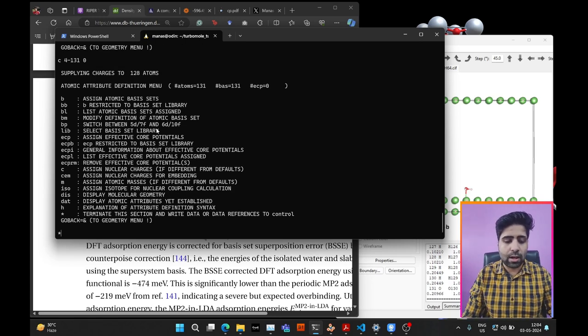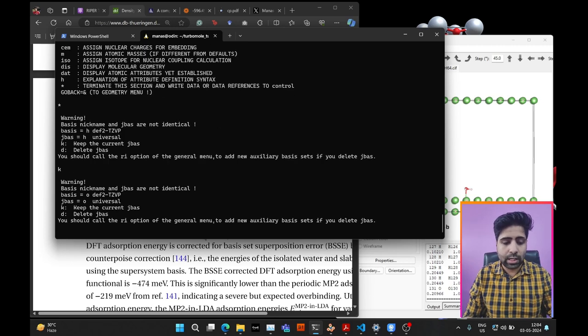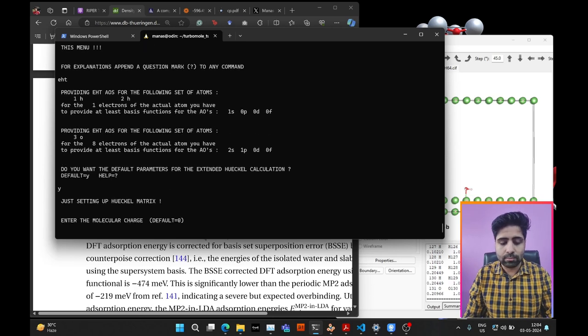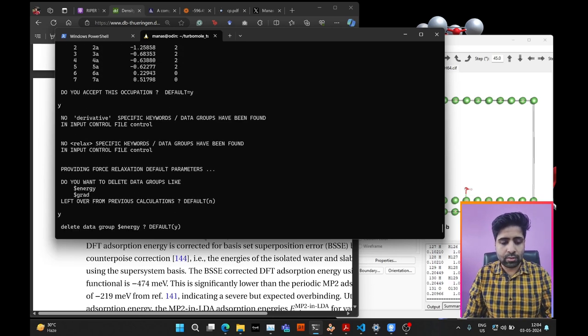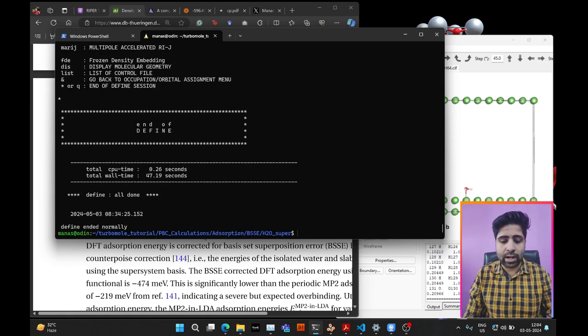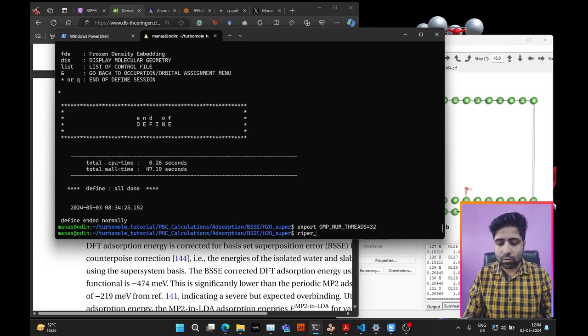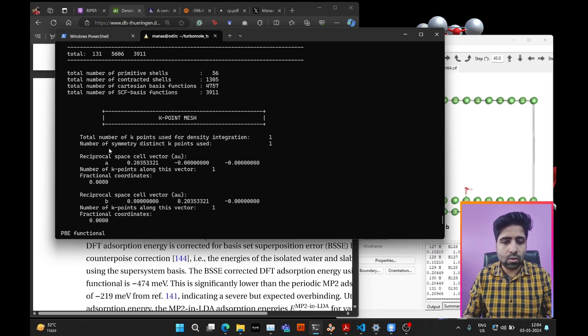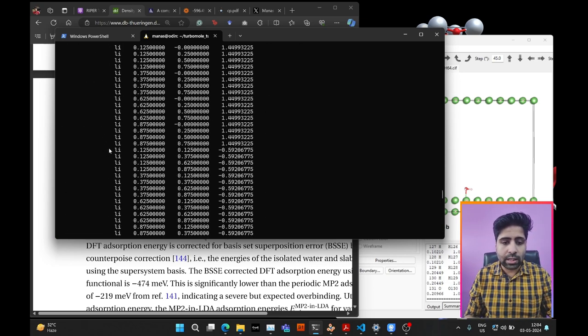So that worked. Now let's go to the next menu, keep the universal basis and assign a new initial guess. And that is basically it. Now we can exit define and run our calculation of the H2O molecule using a supermolecular basis. Before I do that, let me set the number of cores to be used for the calculations to 32 and run the calculation. Now let's see how it is running. Okay, it is running now.